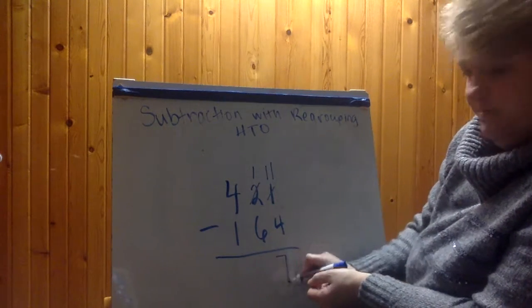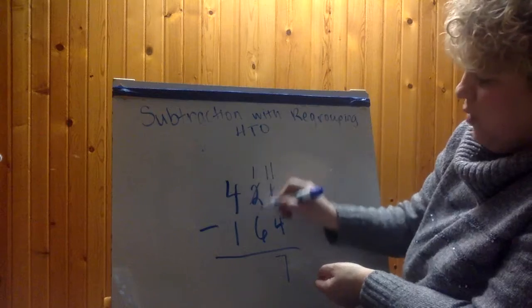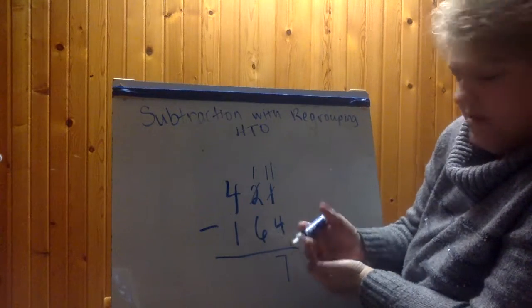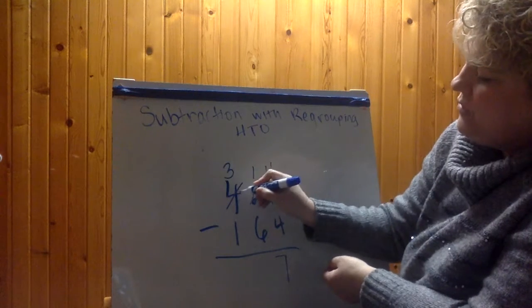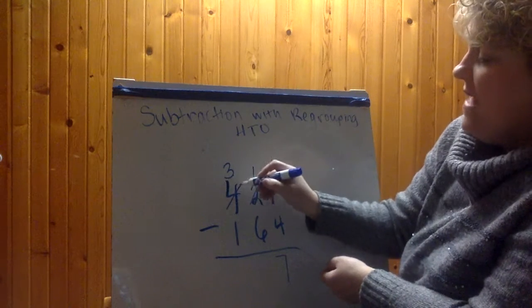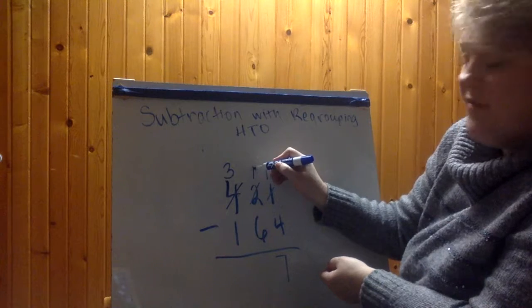11 minus 4 is 7. 1 minus 6, again, it's not possible. So we're going to go over to the hundreds. We're going to mark out the hundreds and we're going to make it a 3. So we're taking one group away, and that group of 10 tens are going over here into our tens column.